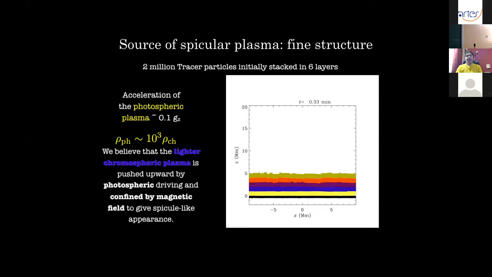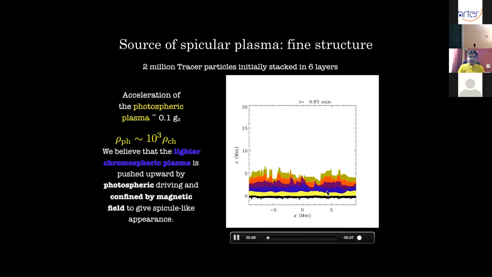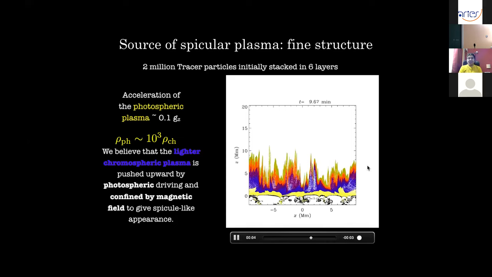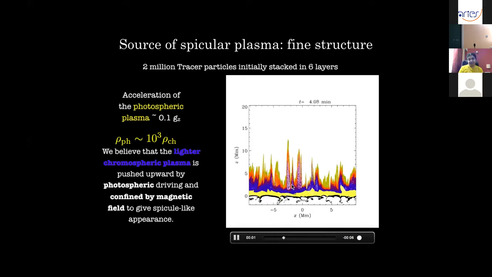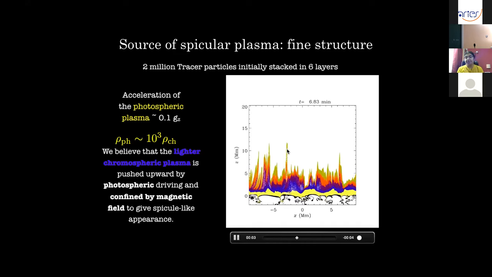Next, we insert tracer particles, which are massless and chargeless, into our simulation as an afterthought. Then we try to find out how these tracer particles behave. We stack these tracer particles in 6 layers, beginning from the photosphere up to, say, 5 megameters into the solar atmosphere. Each layer has a different color so that you know where that tracer particle has come from. If I run this movie, you would notice that the yellow colored particles are near the photosphere. And of course, they are sampling the plasma, which is much denser than the particles which are blue, orange, and golden, because the blue, orange, and golden correspond to the chromospheric plasma, which is much lighter.